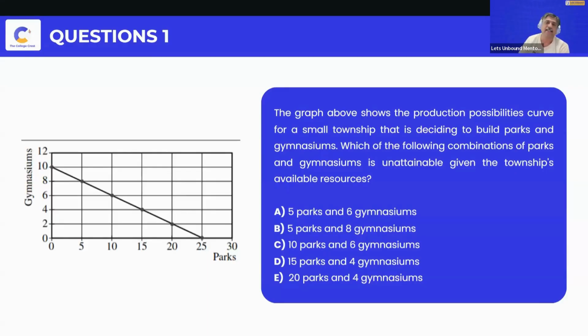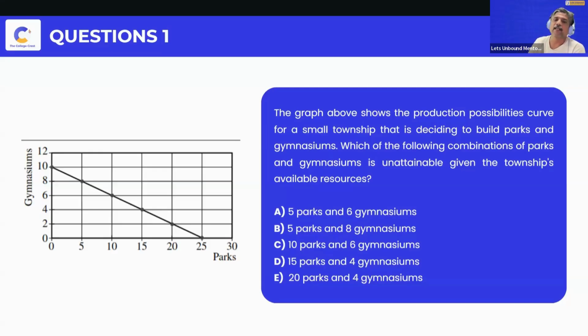You can see it says that the graph shows the production possibility curve for a small township that is deciding to build parks and gymnasiums. Which of the following combinations of parks and gymnasiums is unattainable given the township's available resources? Those of you who are aware of the production possibility curve know that any point which lies outside the curve, with reference to the x and y axes, is an unattainable point with reference to the available resources.